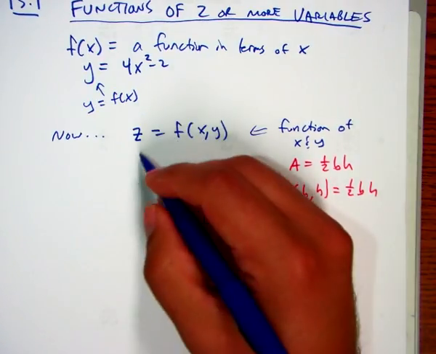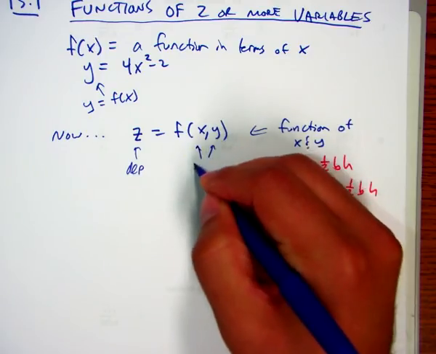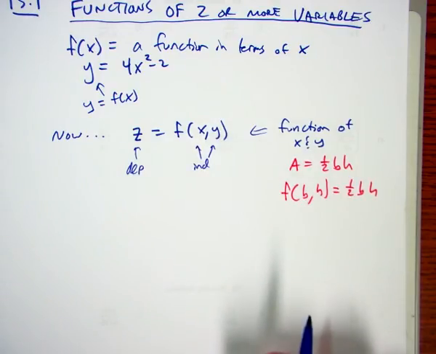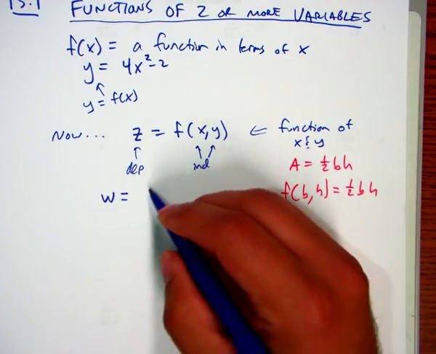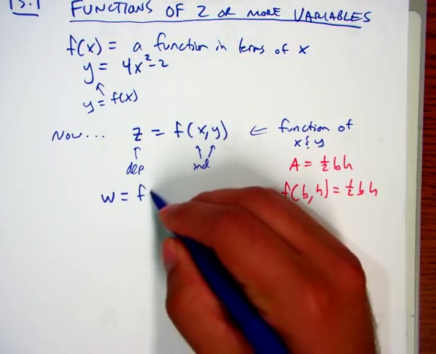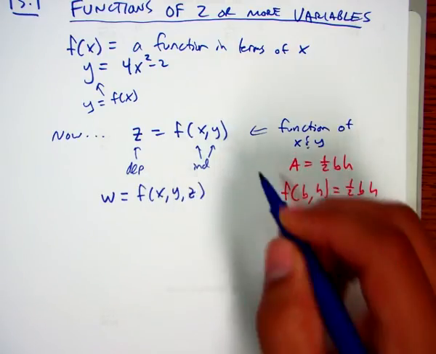We consider z the dependent variable. We consider these the independent variables. You could have functions that have more than two variables. So maybe w equals f of x, y, and z, and so on.